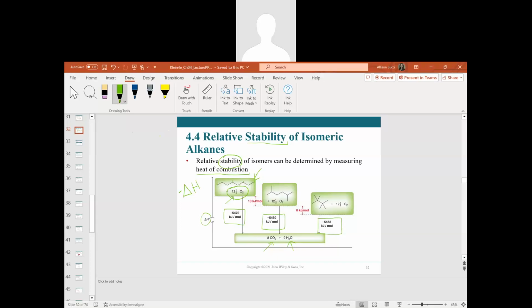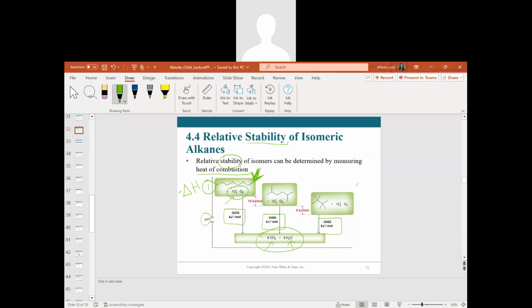So this first starting material, we'll call this compound 1, isomer 1 up here. This has the highest potential energy. So when it undergoes combustion, we see that the most energy is released to end up at these products down here. So that would mean that this first one is the least stable of all of these compounds. The higher the potential energy, the less stable the compound.